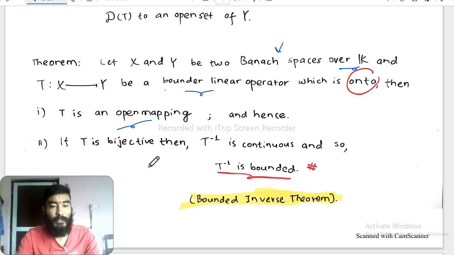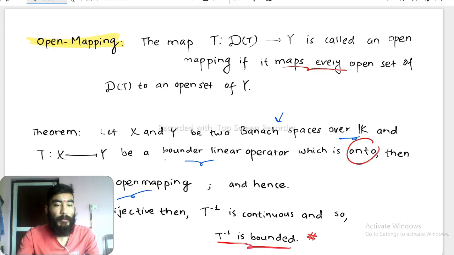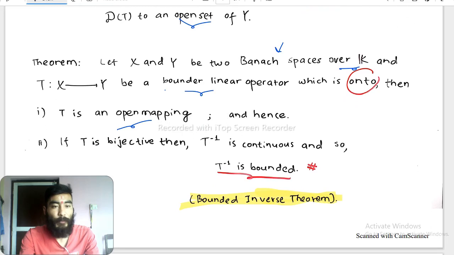So the bounded inverse theorem gives a criterion for the boundedness of the inverse of an operator. Now let's move on to the proof. First let us define open mapping. Simply put, an open mapping is a mapping that maps every open set of its domain to an open set of its codomain. Now first we prove the open mapping theorem, which states T is an open mapping.